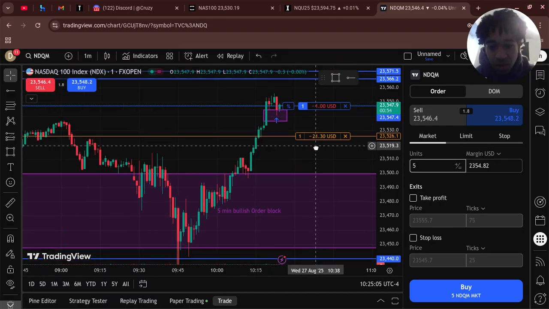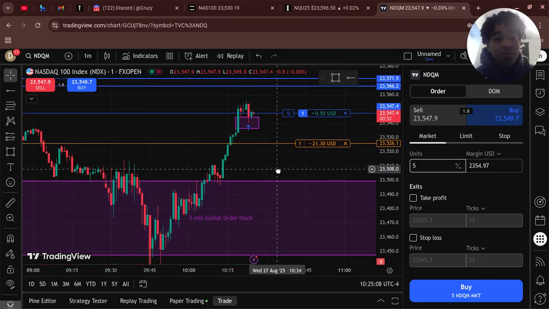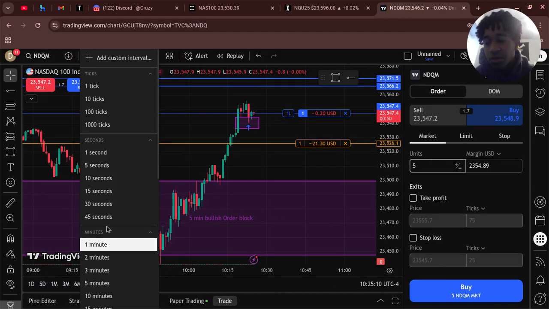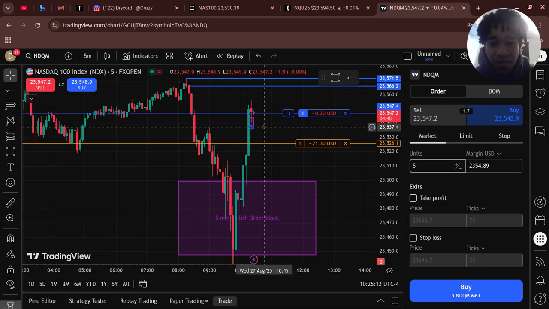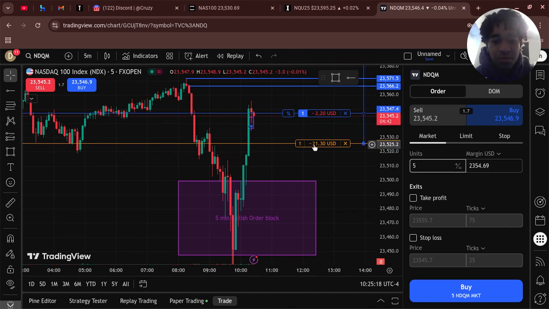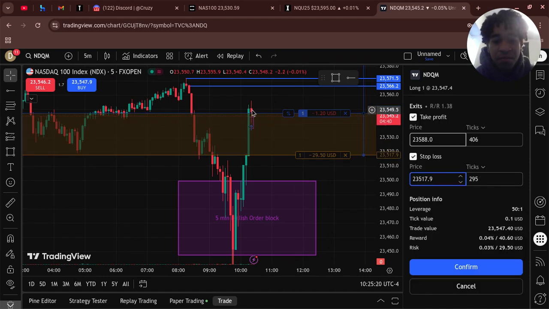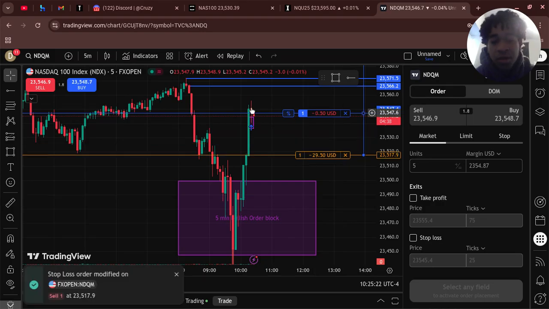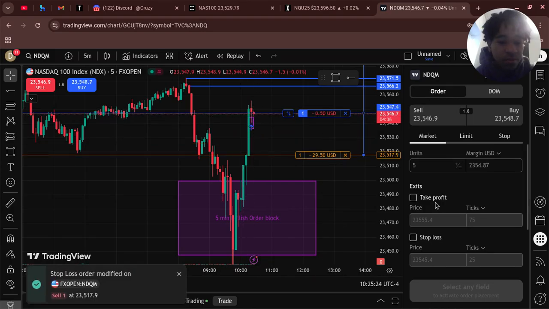Obviously, order blocks help as well. Other confluences help as well. Like, go check the 5 minute, what's occurring in the 5 minute. Look, 5 minute fair value gap as well. I could potentially just move my stop loss even lower. If this, confirm. If this potentially, well, what's my risk now?